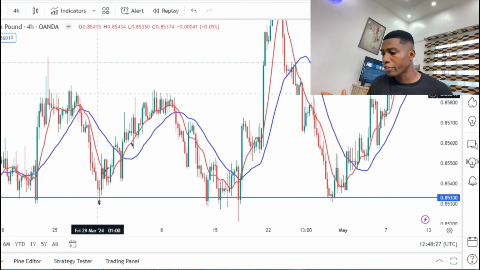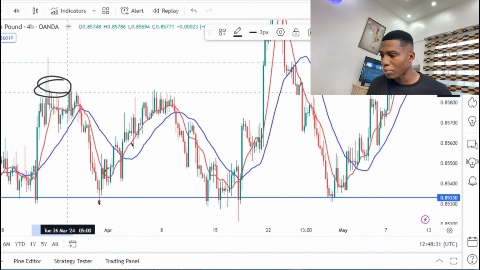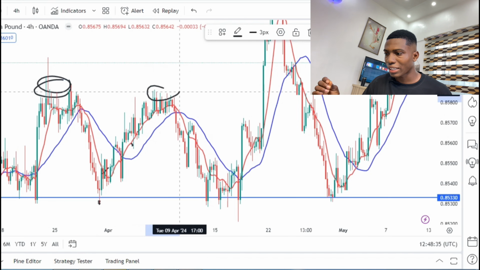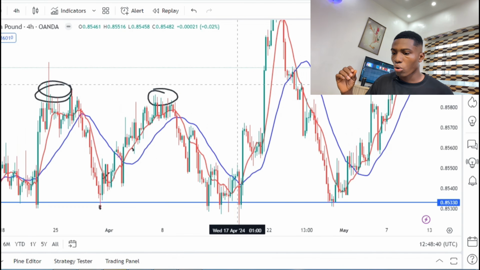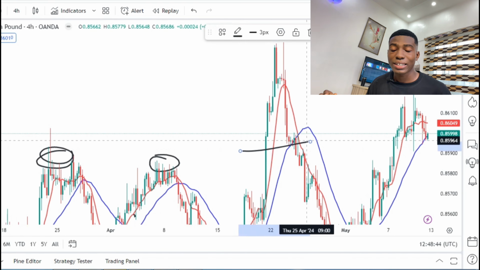Now if you check in this area right here, you could notice that immediately the market gets here, it seems like it just drops immediately. Then if you check again here, the market just drops immediately. Although we could see some exceptions in this area, maybe this is due to news in the market.